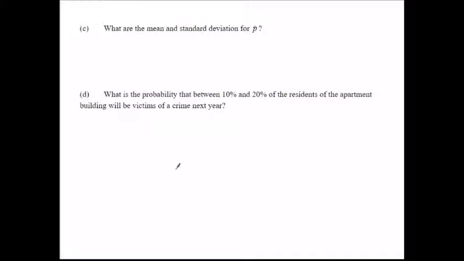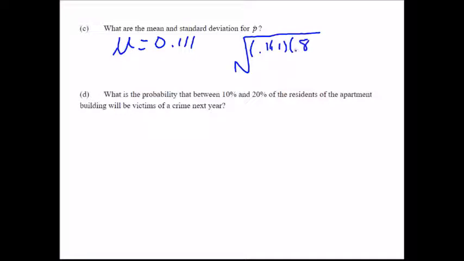All right, what are the mean and standard deviation? So the mean, the mu, is 0.111. Now the standard deviation is where, I highlighted it just a minute ago, 0.111 times 0.889, and we're going to divide by the number of trials, in this case 50. If you do that on a calculator, it turns out to be about 0.044.